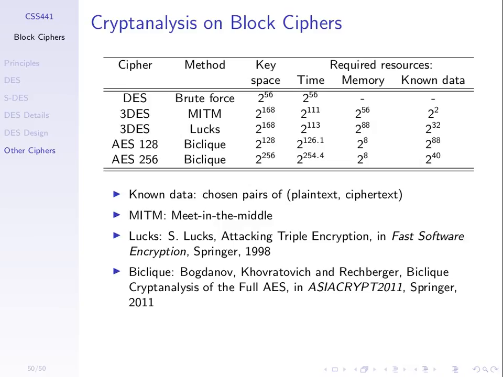So the best known attack on DES is brute force. Key space is 2 to the power of 56. The worst case time is 2 to the power of 56 operations. Doesn't matter about memory. We don't need any memory for this. We don't need any known data. Brute force attack, you just do all the keys. You don't need to save the old ones. You need memory to implement it, but not to save a large amount of data.